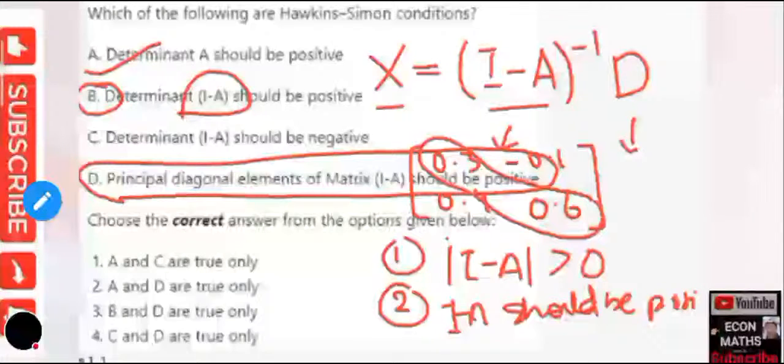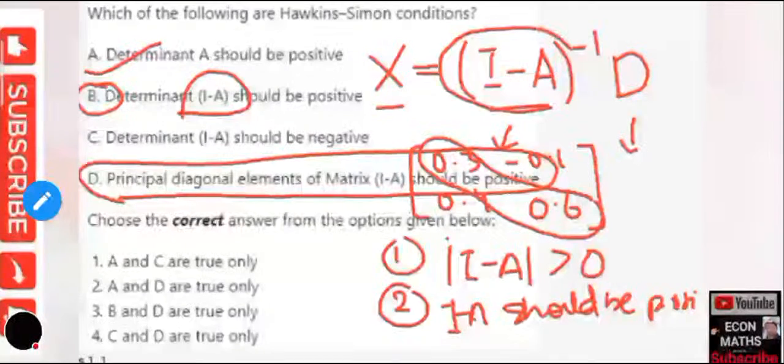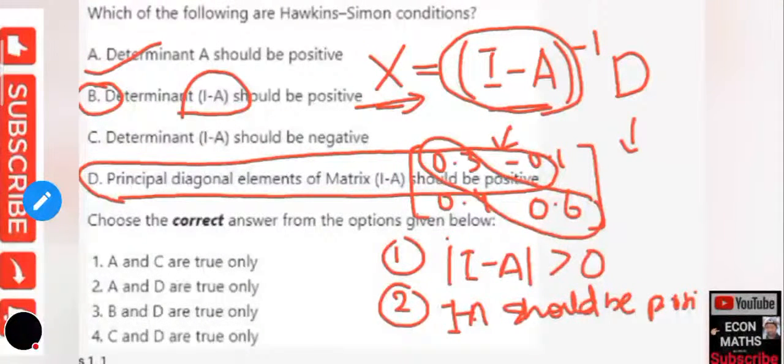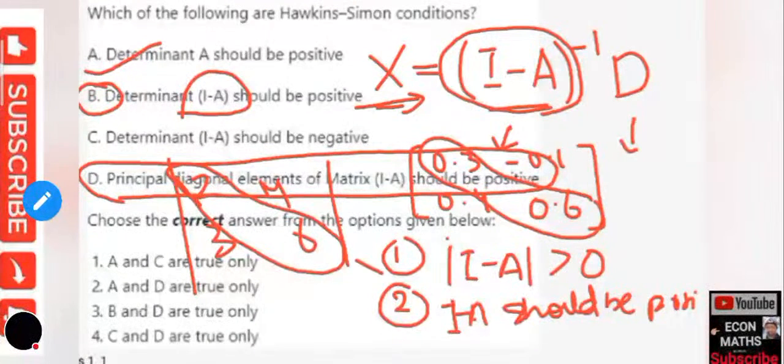Because the Hawkins-Simon condition says the first condition is that the determinant of this Leontief matrix, which is also called the technology matrix, should be positive. Another condition is that the principal elements of matrix I minus A should be positive. That is, the elements on the principal diagonal. If this is a matrix 2, 3, 4, 6, these numbers which are on this diagonal are called the principal diagonal. The elements on the principal diagonal of a Leontief matrix should be positive. That means options B and D are correct, which implies option 3 is correct in this case.